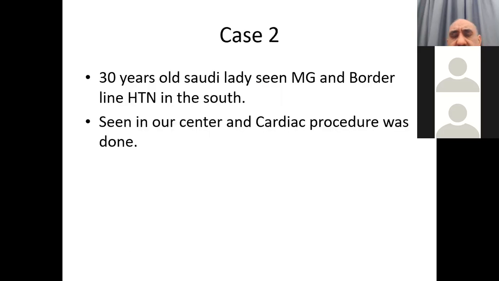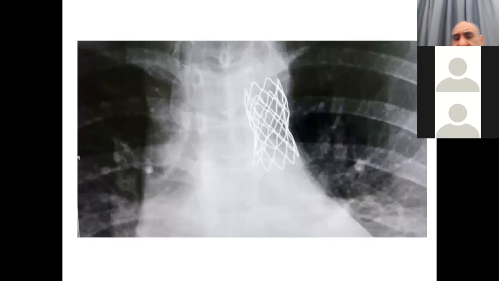Let us take another example of a 30-year-old lady with myasthenia gravis and hypertension, and she was seen in our cardiac center, and she underwent a cardiac procedure. Her cardiac procedure was done for her coarctation of the aorta. So this is similar to the TAVI, but it is not over the vertebral column. It is parallel to the vertebral column, and this is the aorta.